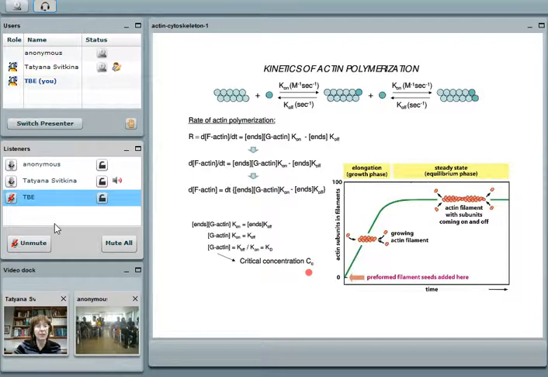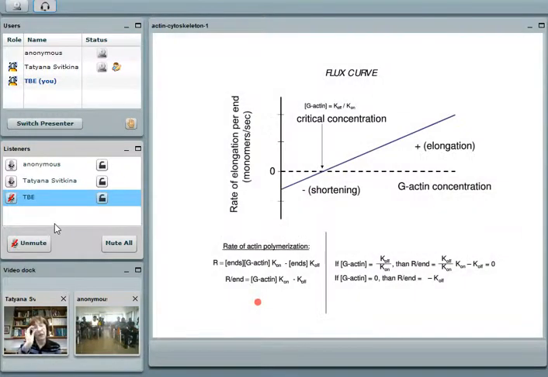Right? So critical concentration is the concentration of actin monomers at which elongation and shortening occur at equal rates. So the total amount of polymer remains constant. And now let's see other implications of this critical concentration. So this graph pretty much shows the rate of elongation.